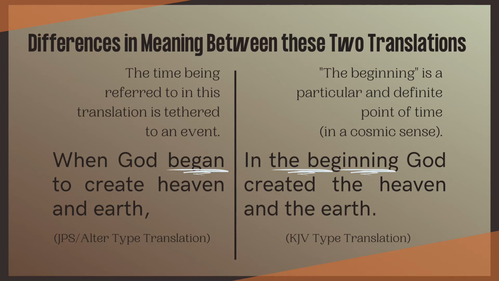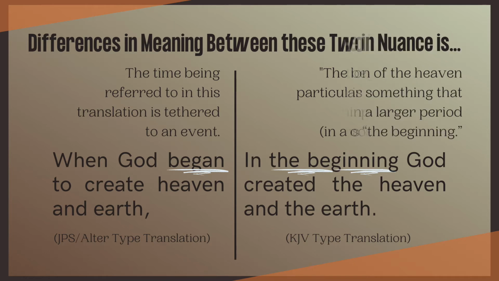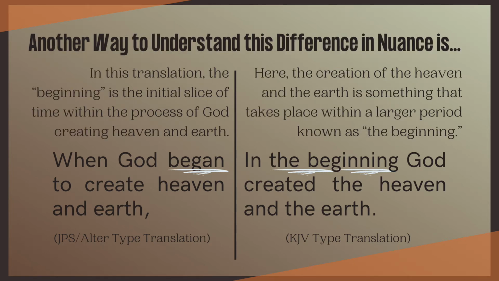As is probably becoming quite obvious, these two translations convey two very different ideas regarding the beginning. One speaks of the beginning as a distinct period of time that can be referred to merely by saying the beginning. The other translation lacks this notion entirely, but communicates the idea that it's the beginning of something. Another way to understand this nuance is to take note of the fact that in the KJV type translation, the creation of the heaven and the earth is something that takes place within a larger period known as the beginning, while in the JPS and Robert Alter translations, it's just the reverse. The beginning is the initial slice of time within the process of God creating heaven and earth.